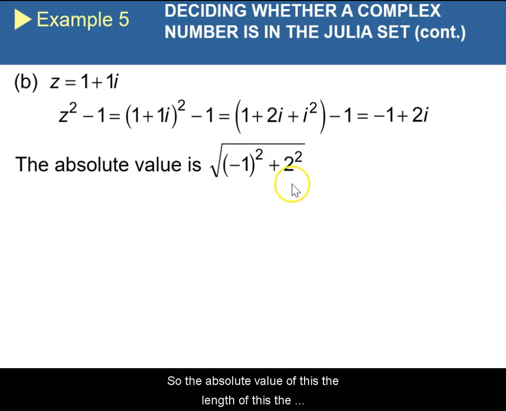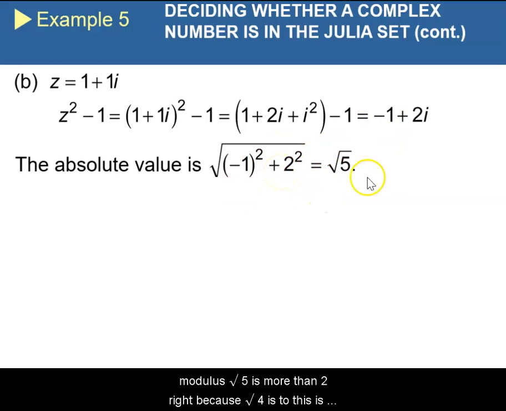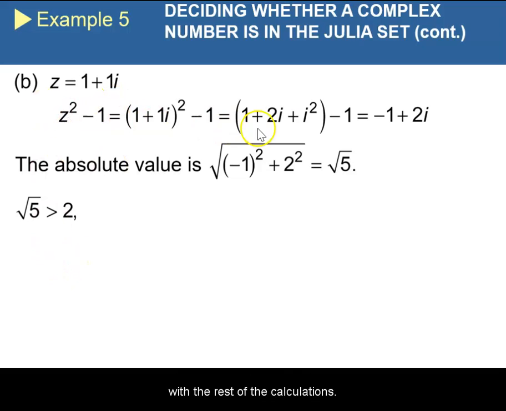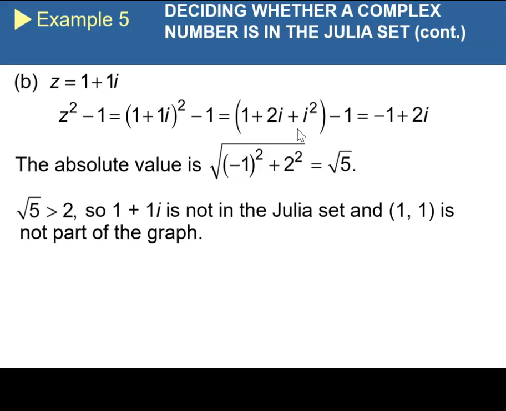The absolute value of this, the length, the modulus of this, is root 5. The square root of 5 is more than 2, right? Because the square root of 4 is 2, and this is more than the square root of 4. It's larger than 2. So this value is instantly not in our set. We don't even have to continue with the rest of the calculations. And that's how this works. You check these values, and once you reach something that's not in the set, then you ignore it.